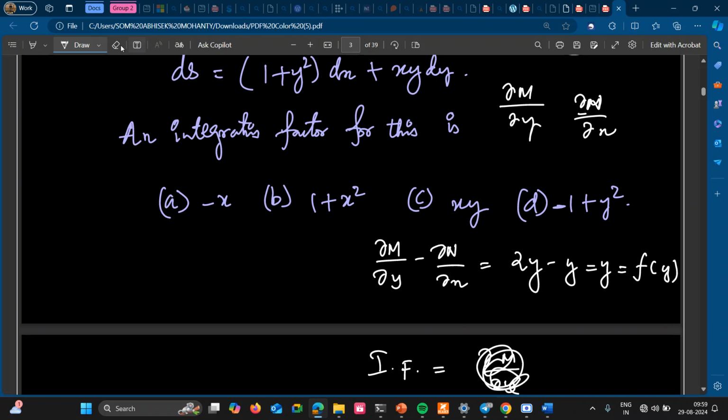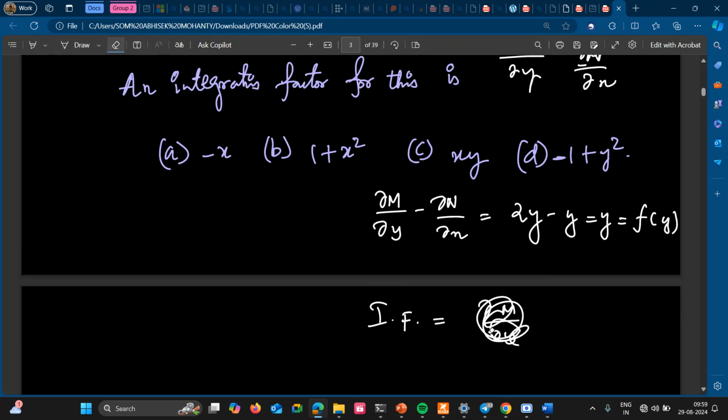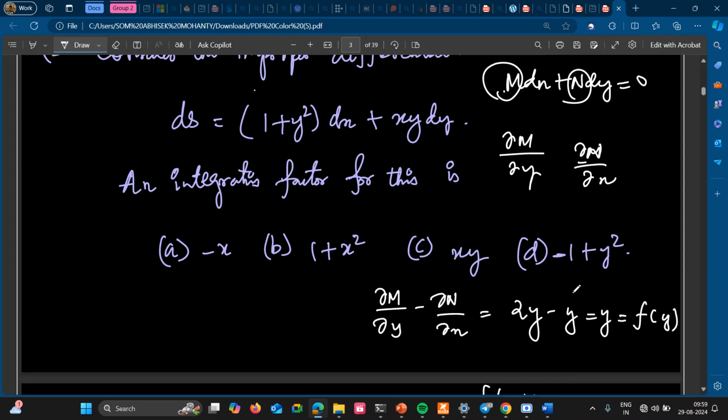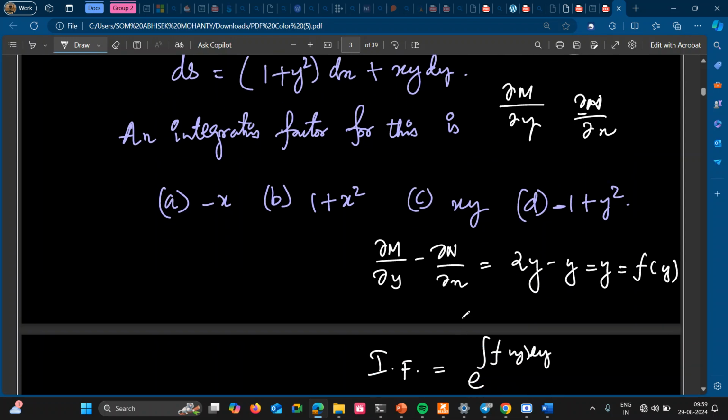So if it is a function of y, we used to do something like an integrating factor, something like what? e to the power integration of f(y) dy, right? Yeah, now it's correct. Or what? By N, by N.